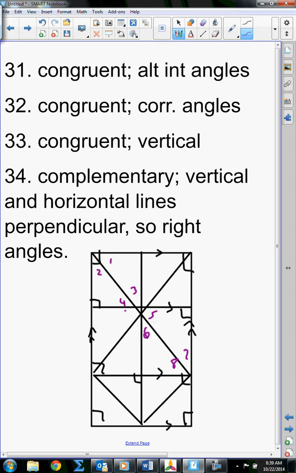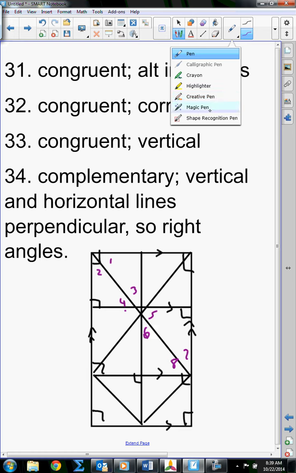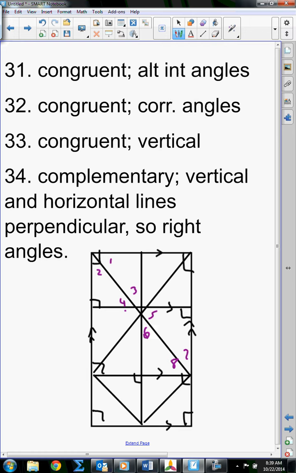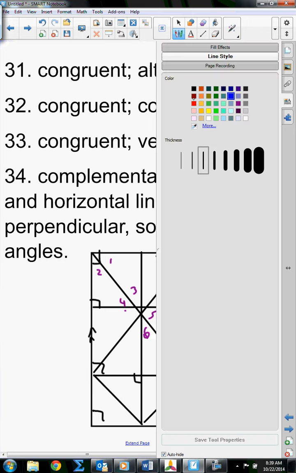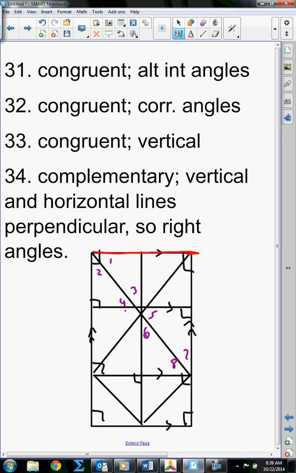Question 31 said angle 1 and angle 8. Here's 1, here's 8. So, let's get the old magic pen out. Let's give it a different color so we can see it better. Alright, so, we've got parallel lines here crossed by this transversal. Whenever you can make a Z like that, then you know you have congruent angles. So angle 1 and angle 8 are congruent because they're alternate interior.